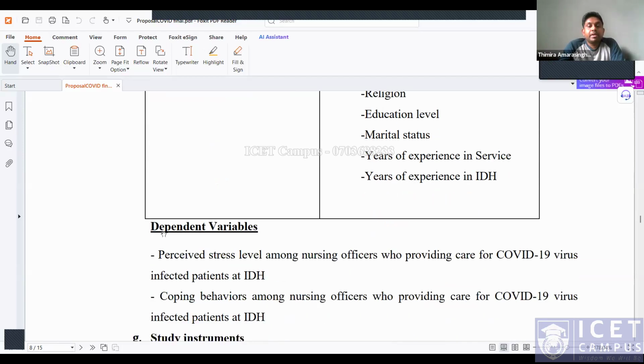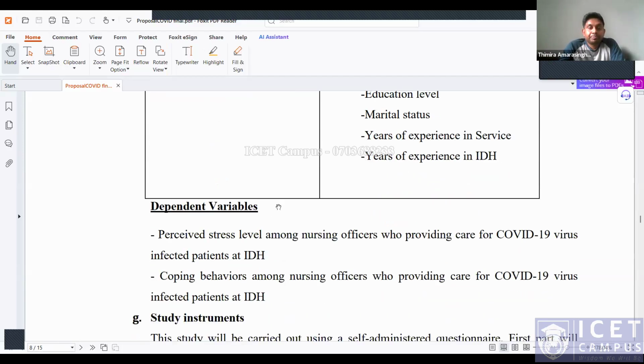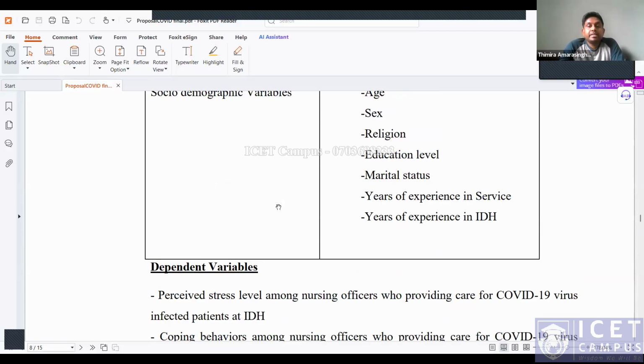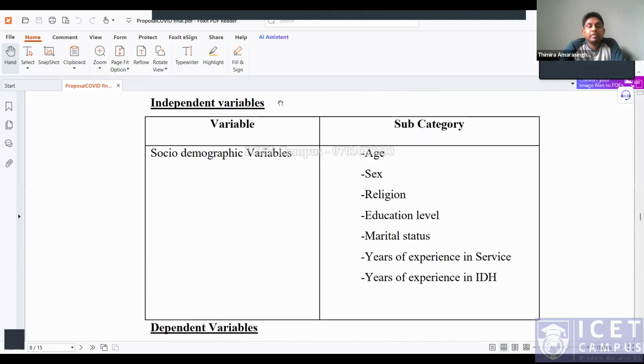Then the dependent variables means the variables or the factors changing based on these independent variables.